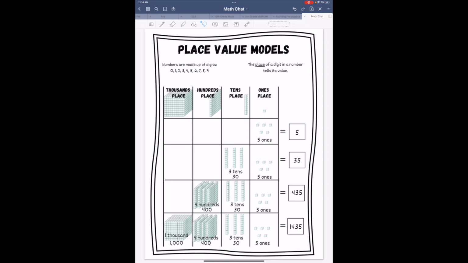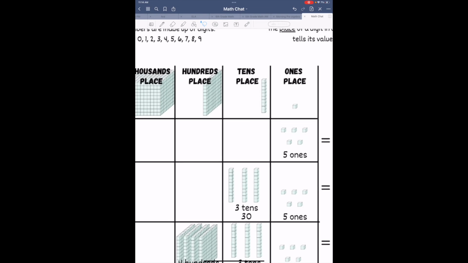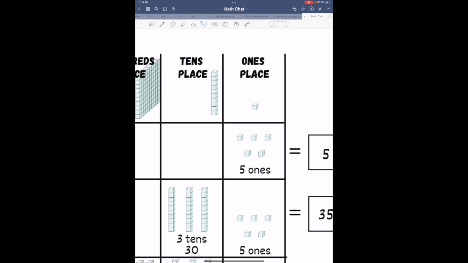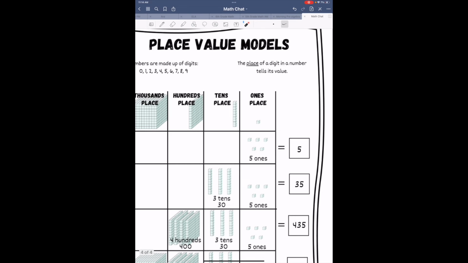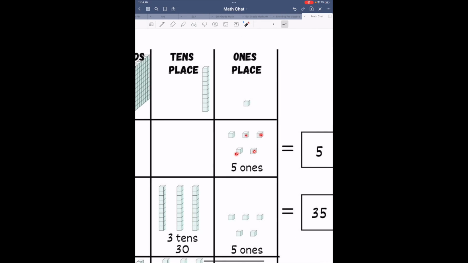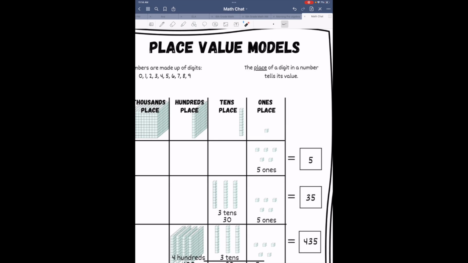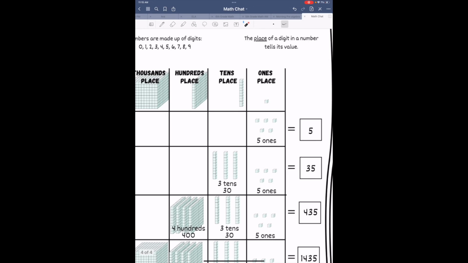Now let's practice together. Let's look at this, and then I'll give you a chance to do it in a minute. Here's the ones place, and in this row we only have ones. So what is the overall number? 1, 2, 3, 4, 5. 5 ones equals 5. Down here we've added a tens place. So now we have 3 tens. Let's count them: 10, 20, 30. 3 tens is equal to 30, and then we have our 5 ones, so that is 35.